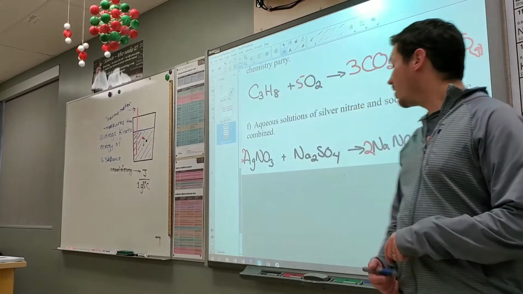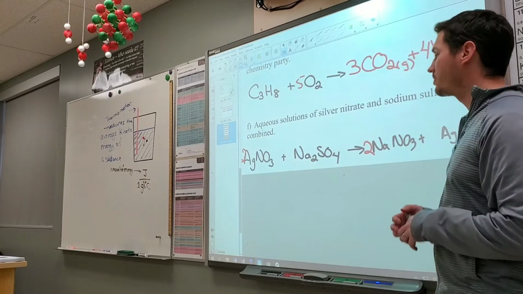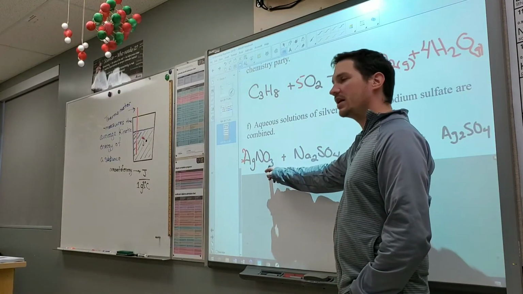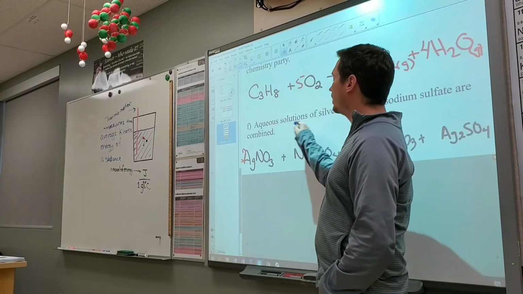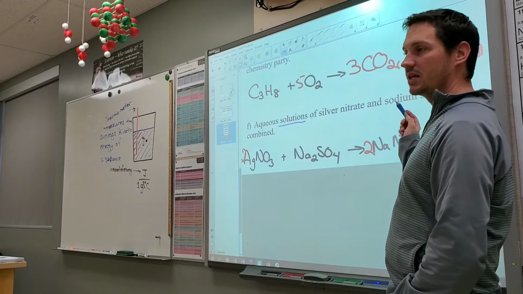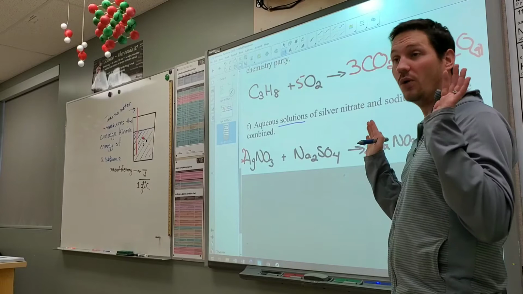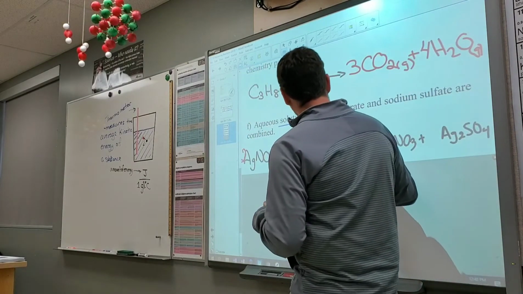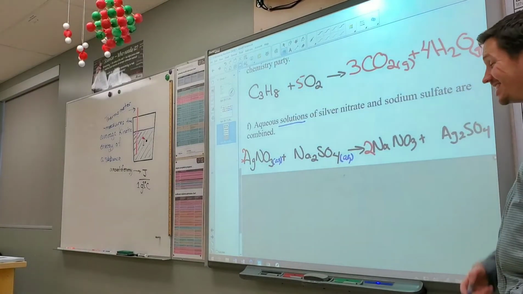I want to focus on states of matter here right now. So once you're done writing some stuff down, just pay attention up to the front. I'm not going to check the state of matter of silver nitrate, and I'm not going to check the state of matter of sodium sulfate because it tells me aqueous solutions of both of these things. If it's telling you that they are aqueous, just do as you're told. It's aqueous, no problem. AQ, AQ, perfect.